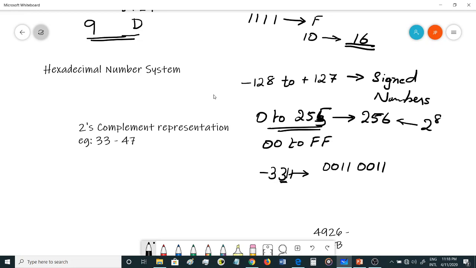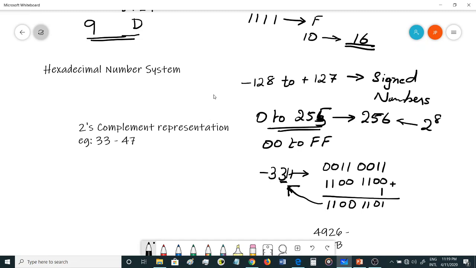Now 1's complement is basically reversing the digits, or complementing each bit. If you complement each bit of 0011 0011, you will get 1100 1100, and then you need to add 1 to the entire number. You will get 10110011. So this is the 2's complement representation of minus 33. I hope this is clear.